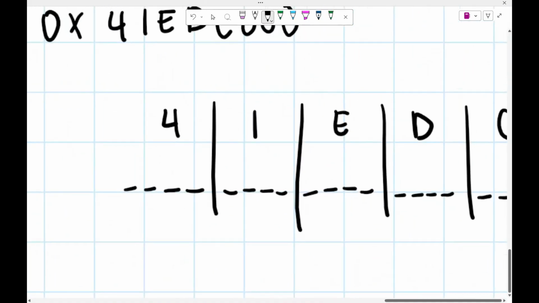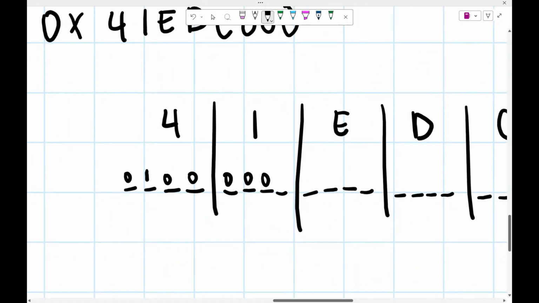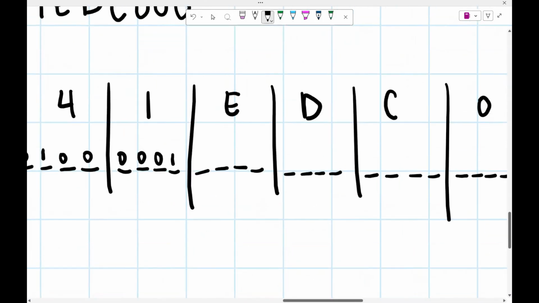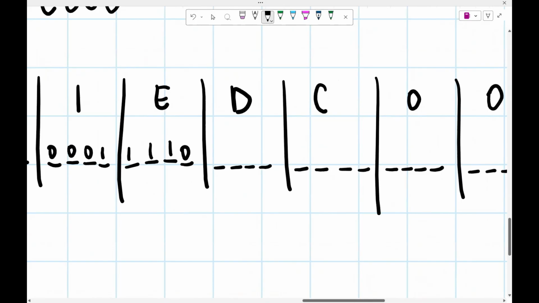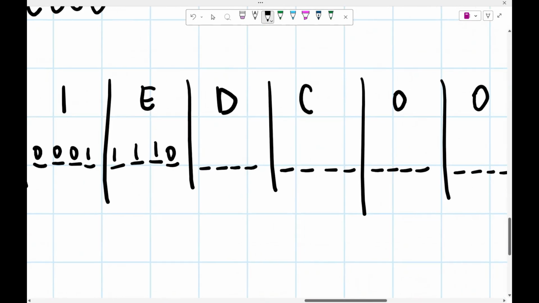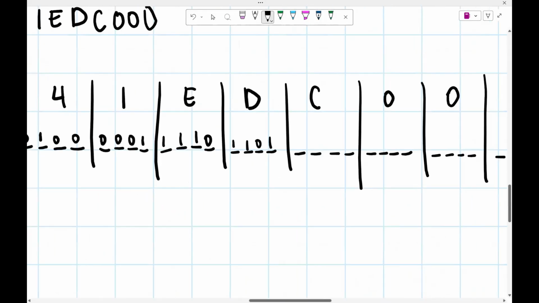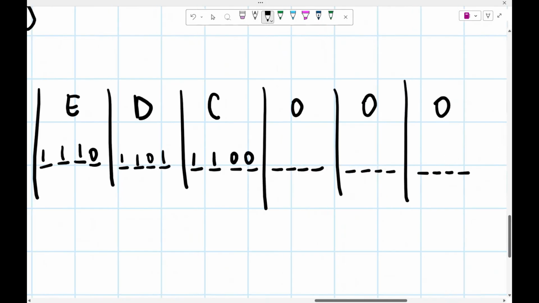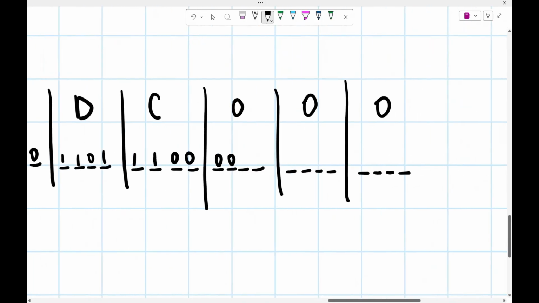So 4, we can just put that in the 4's place right there. 1, just put that in the 1's place. E is the same thing as 14, so that would be 8 plus 4, which is 12, plus 2, that's 14. And D is 13, so that would be 8 plus 4, which is 12, plus just 1. That would be 13. C is the same as 12, and that's just 8 plus 4. And then the rest are just zeros.